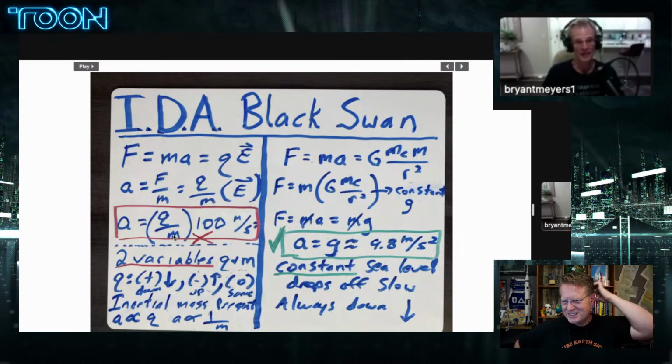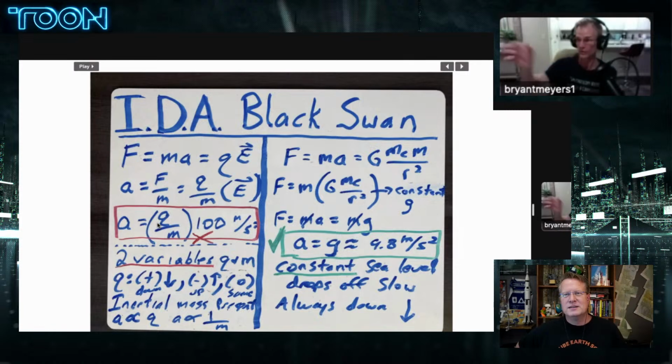But again, the point is they're not constants. Like you said, acceleration varies directly with the charge. You literally double the charge, you double the acceleration. You double the mass, you halve the acceleration. Over here, we have this beautiful, smooth, constant acceleration across the surface of the Earth, 9.77 to 9.83. Over here, you just have chaos.